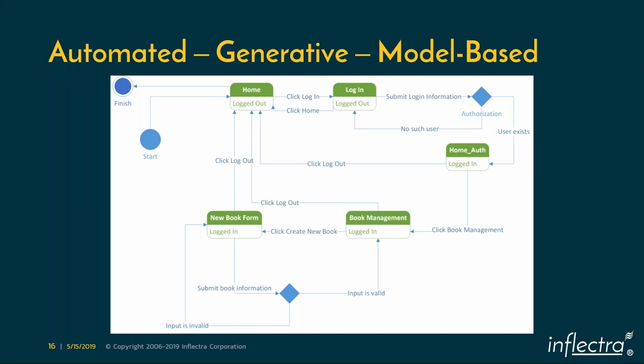First, you have to build manually a machine-readable model of the application. Usually it is a state machine, so you describe states and transitions between them. And second, a machine algorithm reads the model and generates test cases automatically. On this picture, you can see a very simple model.